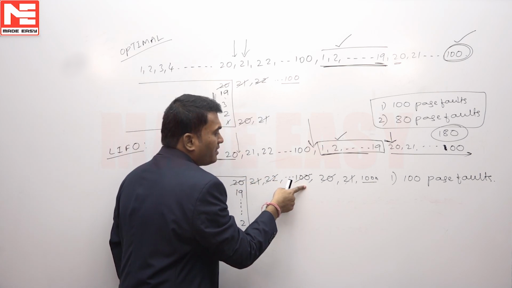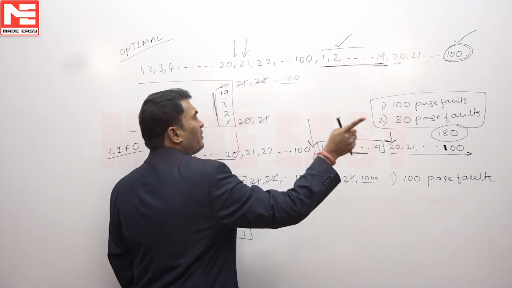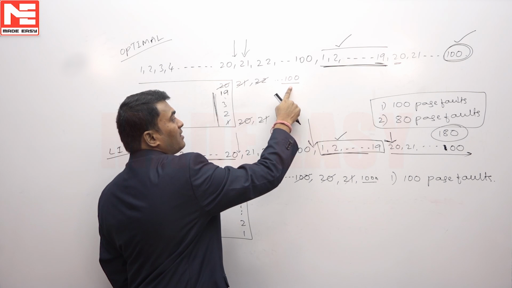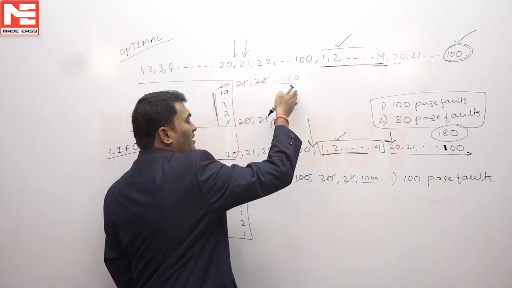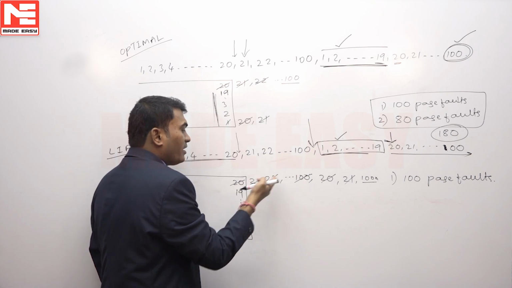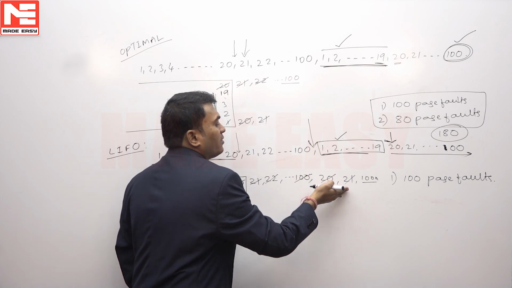Here you are replacing 100 with 20, 21, and you keep on replacing, and all are page faults. But in the previous case you did not replace 100, which you should remember, because that was used in the future. And here you are following last in first out; 100 was the last in, so you replace 100 with 20, 21, and so on.